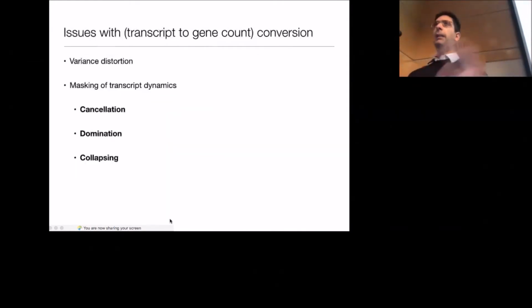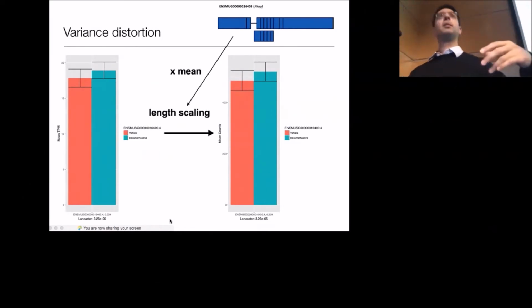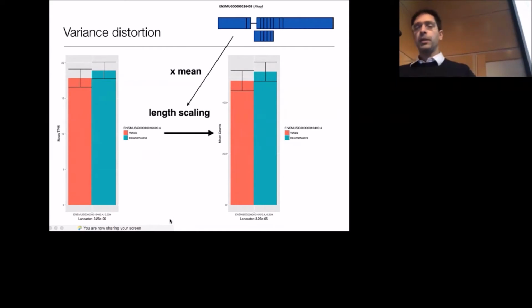And there are actually a number of issues. So we tried to classify them, and I'll try to go through them fairly quickly. There's what we call variance distortion, and then there's masking of transcript dynamics. So let me talk about variance distortion. When you use the mean of the lengths to multiply the abundances to go back to these, I don't want to call them pseudo counts, but there's some pseudo something, they're not really real counts, the heights of red and blue are actually pretty good. The effect sizes have been correctly measured, and everything is scaled correctly, so the units don't matter so much.